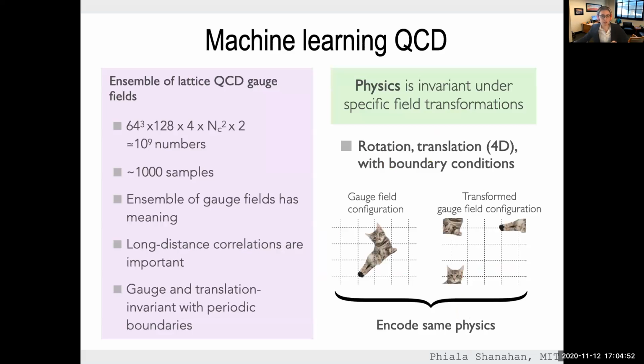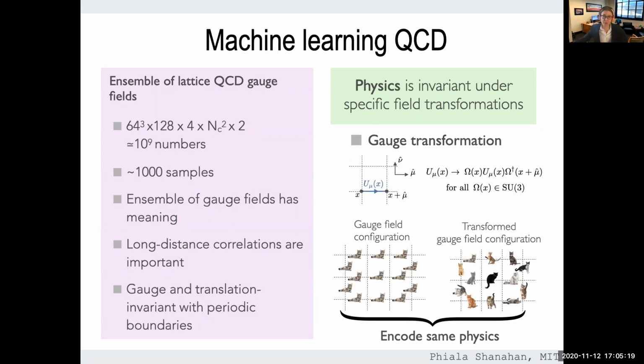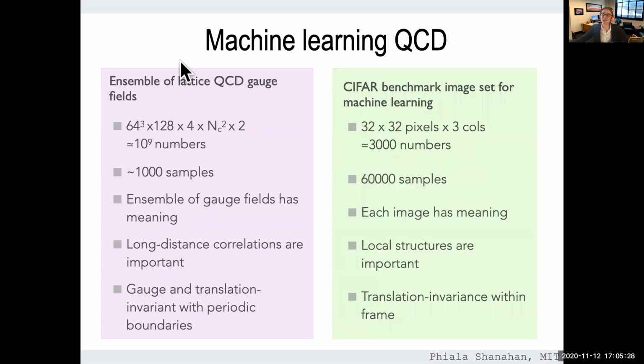So it's worth noting that applying this to lattice QCD is, unfortunately, not at all an out-of-the-box application of these machine learning tools developed in industry. Because of course, lattice gauge fields have lots of features that you don't have in, say, images, in particular symmetries. So the physics is invariant under specific field transformations like rotations and translations with our four-dimensional boundary conditions. We have gauge transformations, where you're changing each link differently based on your gauge transformation. And so if we compare the properties of an ensemble of lattice QCD gauge fields to, say, a benchmark image set for machine learning, you see a number of really significant differences.